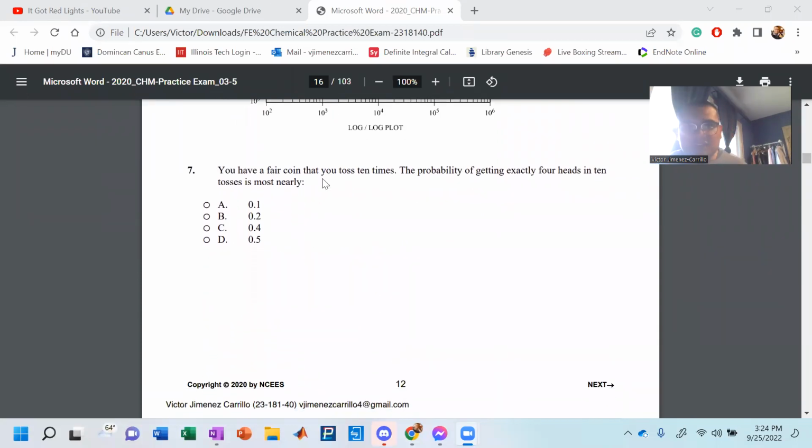Now, number 7 is fun because number 7 has the ability of tricking you, because we're engineers, not statisticians. It says you have a fair coin toss and you toss 10 times, and the probability of getting exactly 4 heads in 10 tosses is most nearly how much? Now, I read an entire section of stats based on the book Chantel gave me, and I learned a lot. So shout out to Chantel.